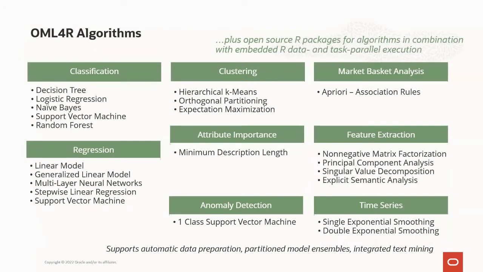Here's a set of in-database algorithms supported in OML for R 1.5.1. Note that users can also take advantage of automatic data preparation, partition model ensembles, and integrated text mining, where you can identify a column as text and the tokens will be extracted automatically and combined with the structured content when building models and scoring data. Users can extend functionality and algorithms using open source R packages with embedded R execution, taking advantage of running user-defined R functions in a data parallel and task parallel manner if desired.